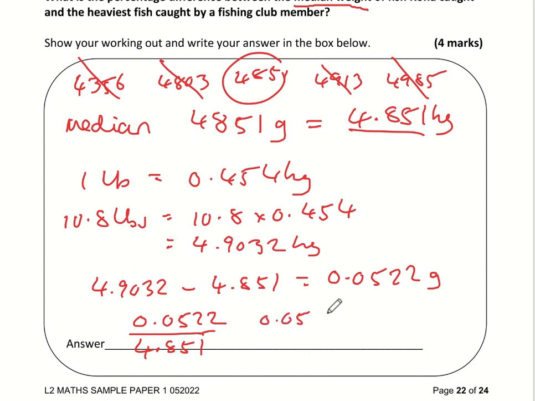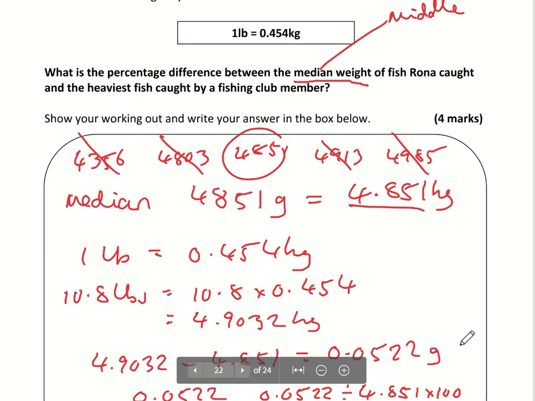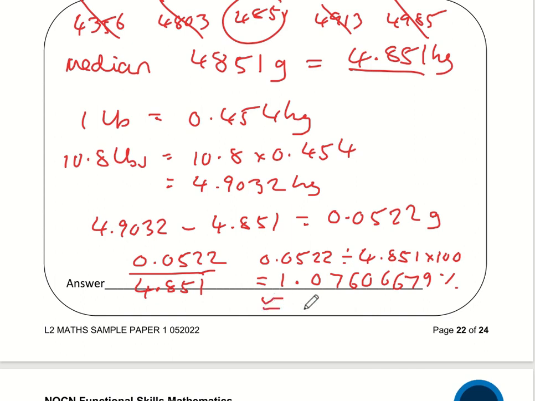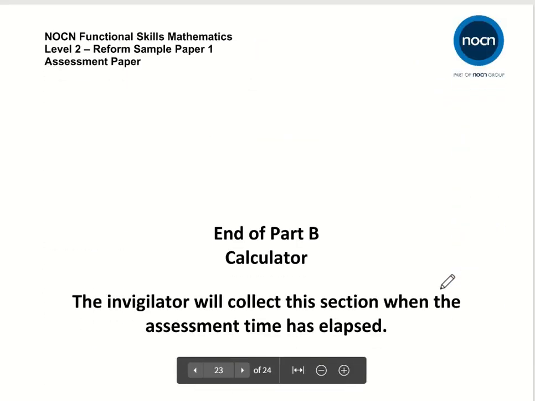So 0.0522 divided by 4.851 times by 100. So again, obviously this is a calculator job, and it's not a particularly nice number, we get 1.0760679%. Any indication as to how they want the answer presented? Well, we could say 1.08 to 2 decimal places. Okay, and that is the end of the assessment.